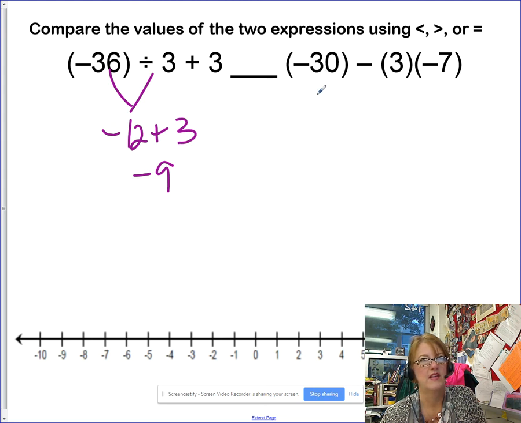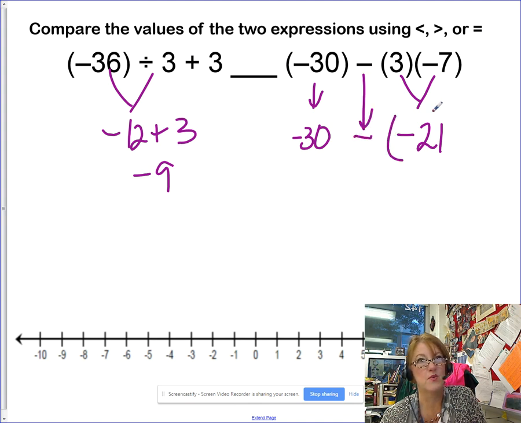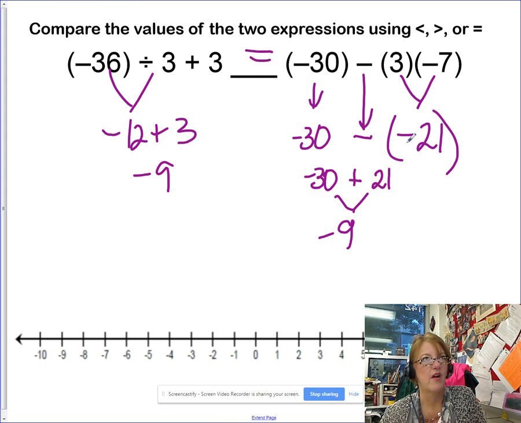Ooh, here we go. Negative 30 minus. Got to do these guys together first. Now, don't be so in a hurry that you don't bring everything down because we have a whole lot of negative signs here, and you got to be careful. Keep the first number the same. Subtraction means add the opposite. Oh, look at this. Negative 30 plus 21 is negative 9. Well, hot diggity, those guys are equal.